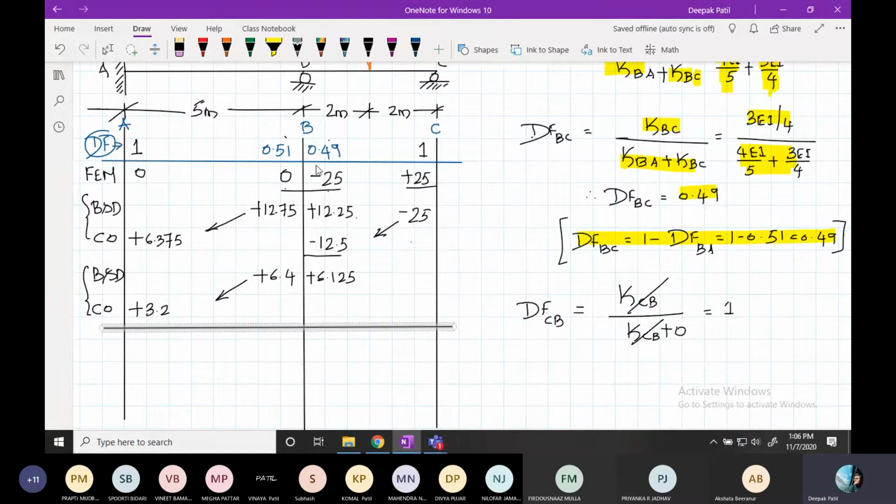Add all the columns by giving due respect to the sign. So let me do that. If I add all these things, I will get plus 9.58. And if I add all these things, I will get plus 19.15. And if I add all these things, I will get minus 19.125. And if I add all these things, I will get 0. Are you clear with this table?